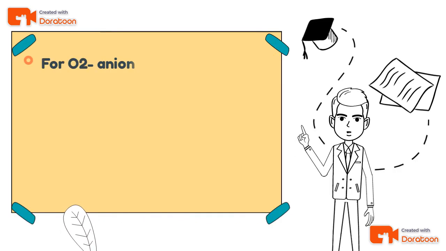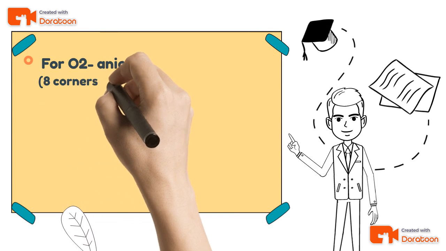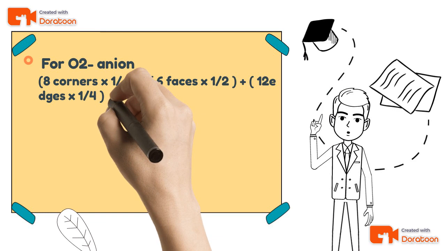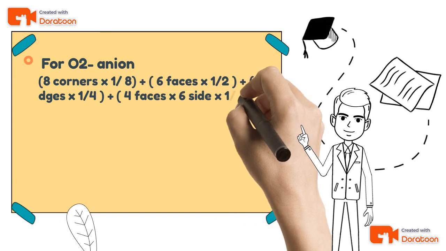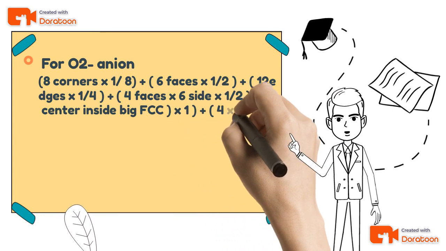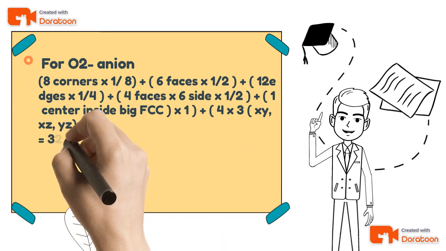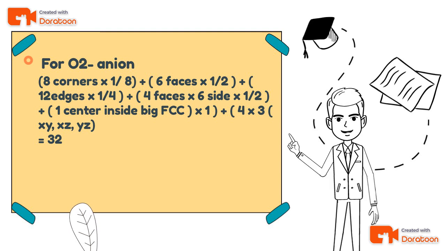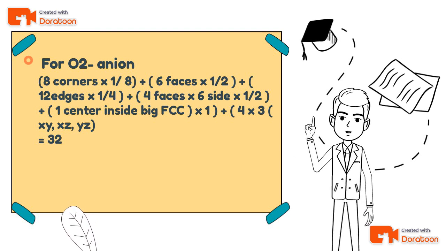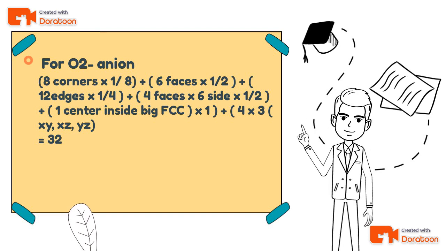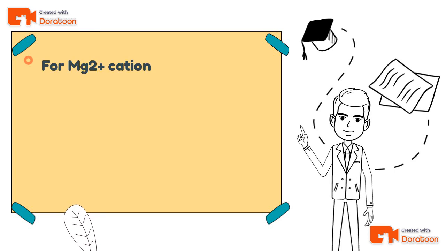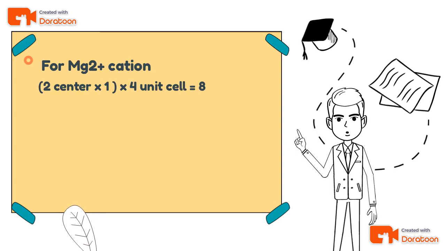For oxide anion, 8 corners times 1/8 plus 6 faces times half plus 12 edges times 1/4 plus 4 faces times 6 sides times half plus 1 center inside the big FCC times 1 plus 4 times 3 for the XY, XZ, and also YZ axis. This sums up to 32. For magnesium cation, 2 centers times 1 times 4 unit cells is equal to 8.